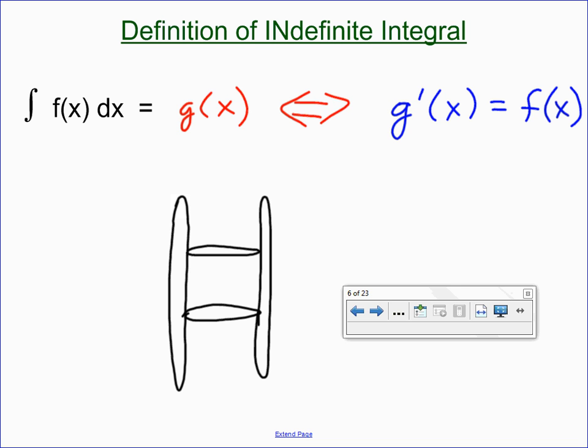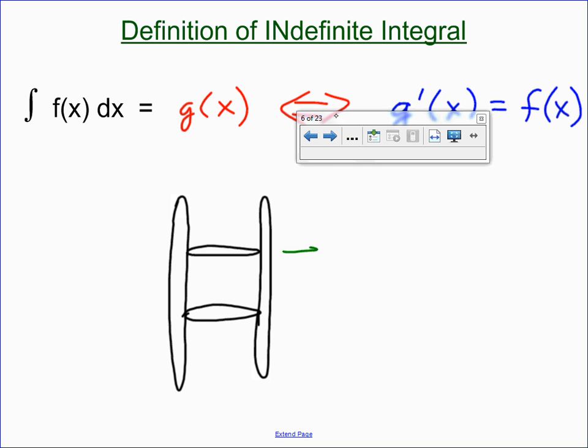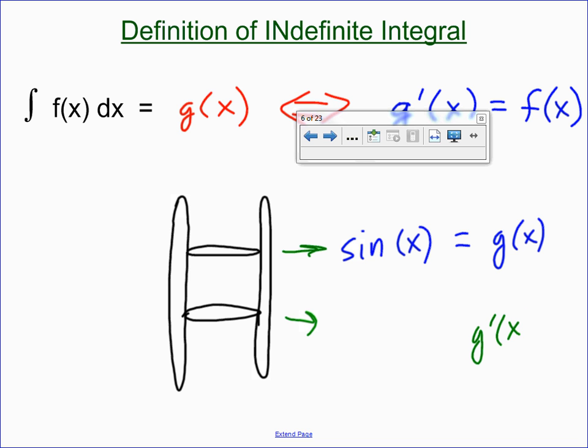So on one level of my ladder, I've got sine of x, and we'll call that g. On the next rung down, thinking down because I originally thought of this coming from the power rule, I've got the derivative, g prime. What's that? Kyle? Sine of x differentiates to cosine of x.